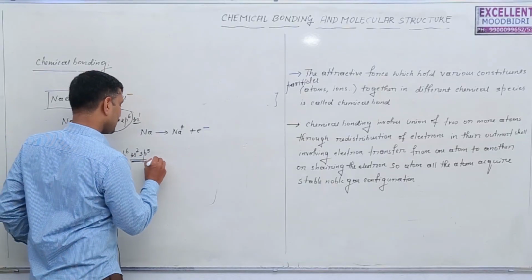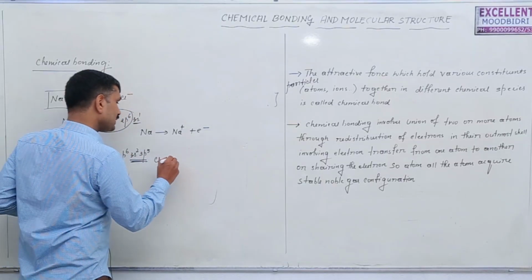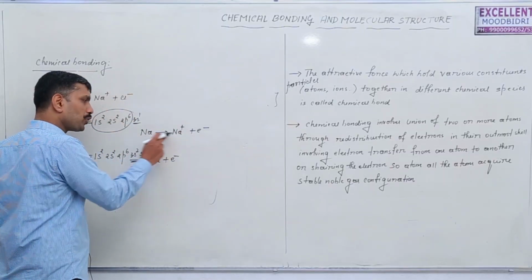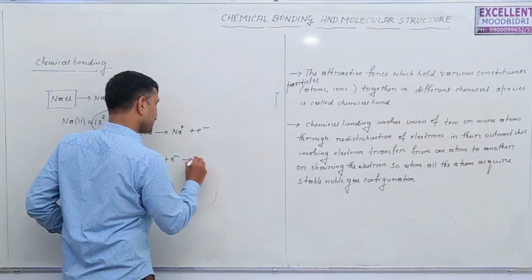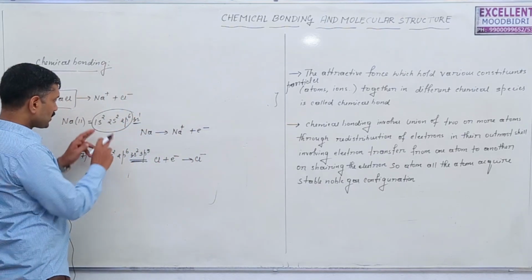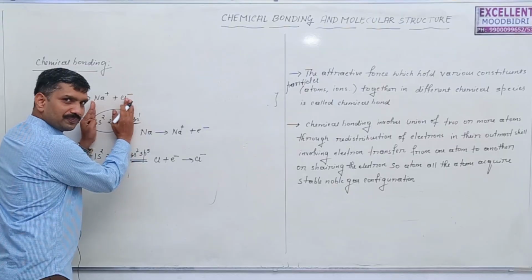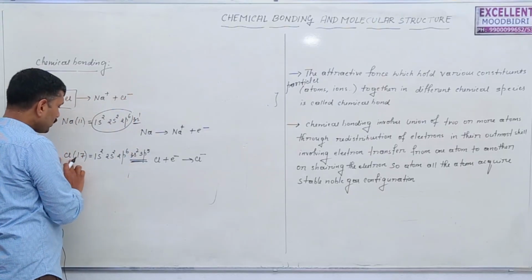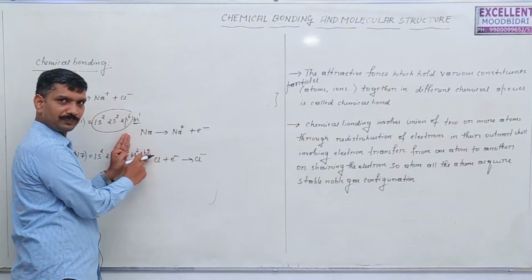Cl-. Chlorine has a high tendency to gain one electron. The electron donated by the sodium is gained by the chlorine, and they form Cl-. See here, sodium loses one electron, meaning it attains the stable electronic configuration. Chlorine has a high tendency to gain one electron, meaning 3s2 3p6 configuration.